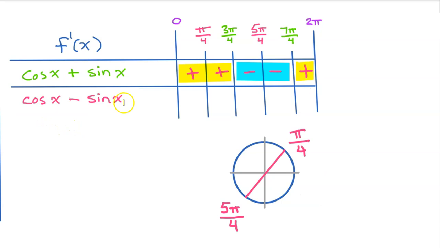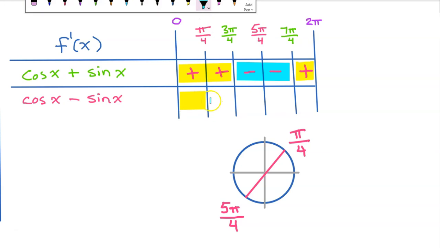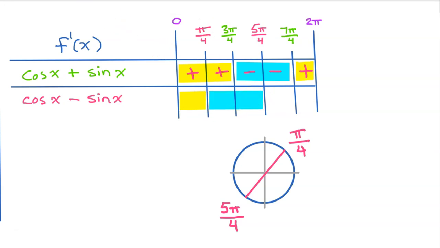Now let's consider the red factor, cosine x minus sine x. Again, we need to decide whether this factor is positive or negative in each interval. And again, we don't need to check all 5 intervals separately. Cosine x minus sine x is equal to 0 at pi over 4 and 5 pi over 4. So those are the only 2 places where this factor might change signs. So we only need to check 3 intervals, from 0 to pi over 4, from pi over 4 to 5 pi over 4, and from 5 pi over 4 to 2 pi.